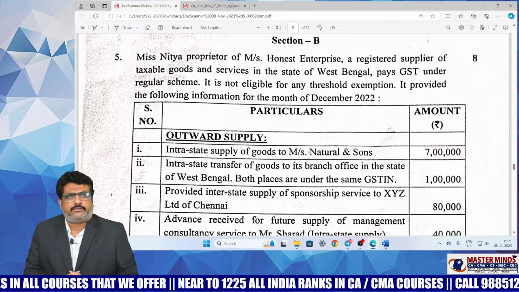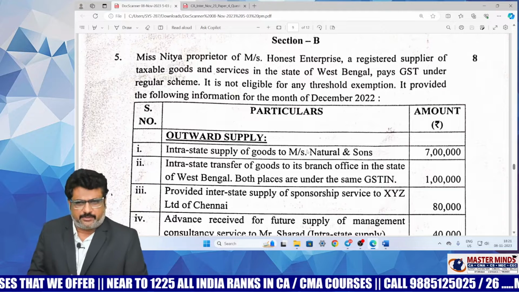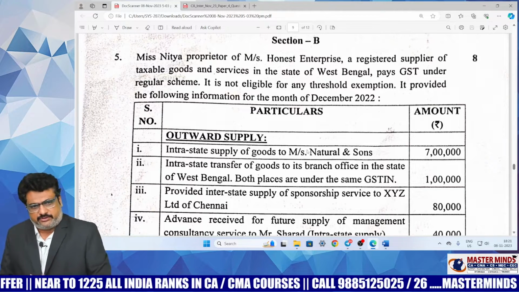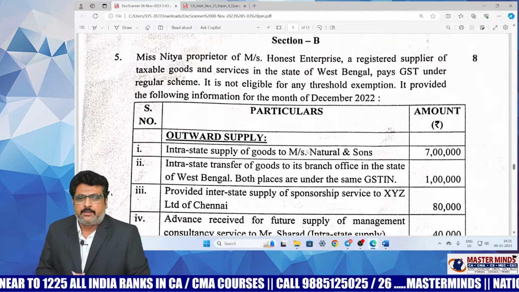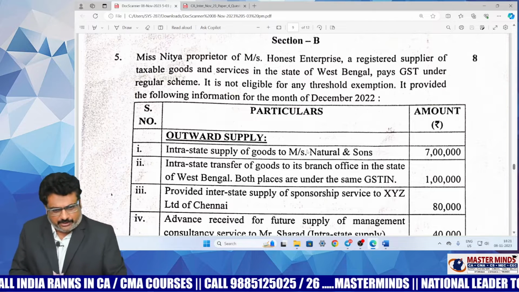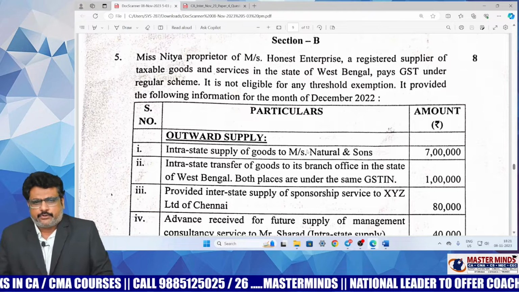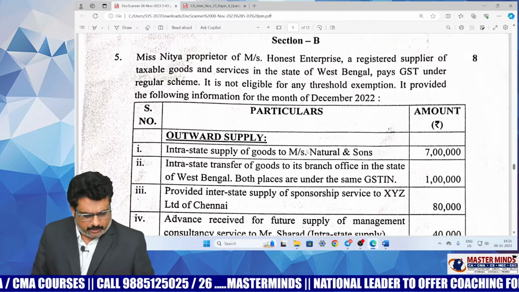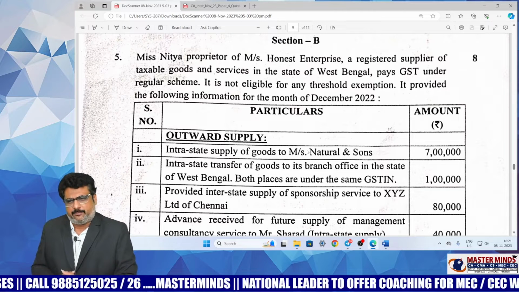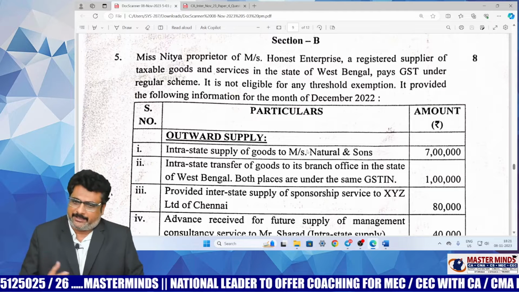Okay, my dear students, now we are going to discuss the question paper. Today the exam was conducted, and now we are going to see the GST portion, that is Section B, in the November 2023 exam, which was conducted on November 8th, 2023. In this Section B, question number 5 will always be a majorly comprehensive one, and the focus will be on ITC.